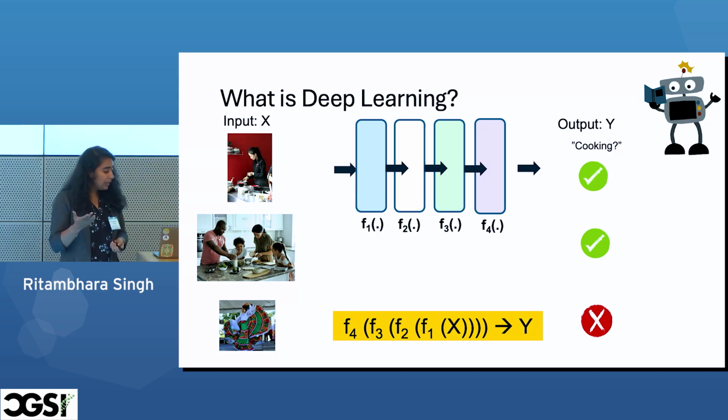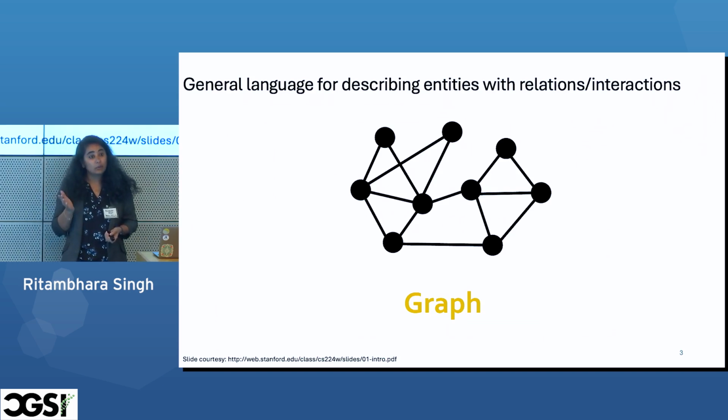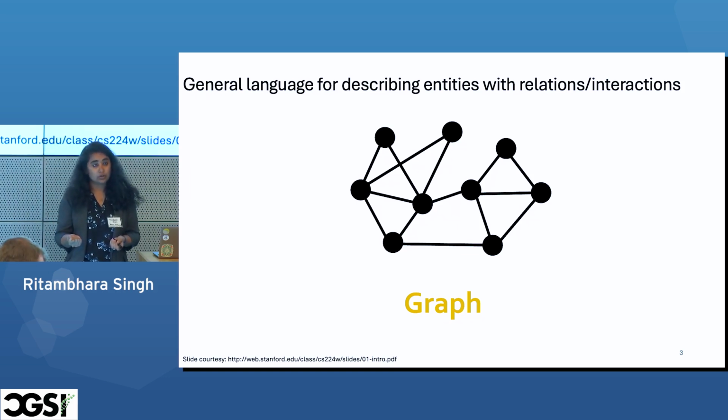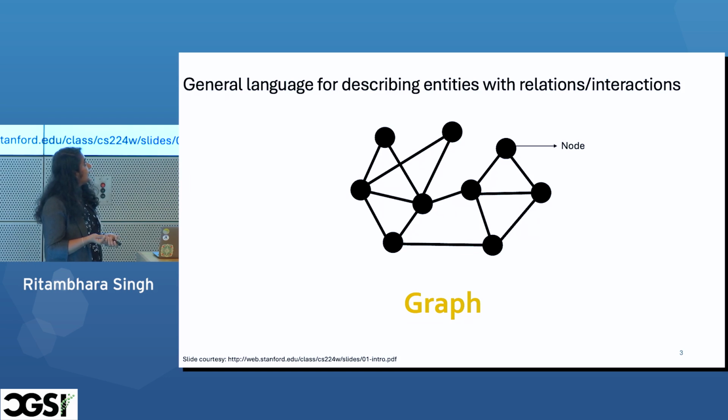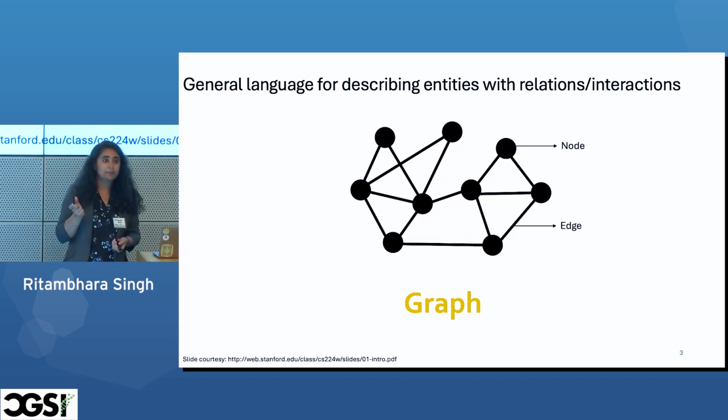So how do we do deep learning for graphs? Well, let's first define our graph. It's a general language for describing entities with relationships or interactions. We call these entities nodes. And if two entities are interacting or have a relationship, we define an edge between our nodes.